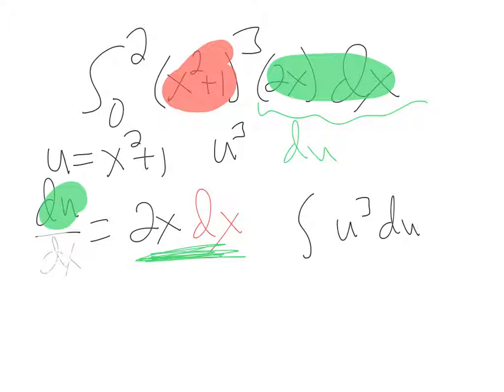I'm just going to use the power rule. So I'm going to add 1 to the 3, and then divide by 4, so I'm going to write it like 1/4 u to the 4th. And I could think of it as plus c, but because I'm going to evaluate this at a point, the c is going to cancel off.